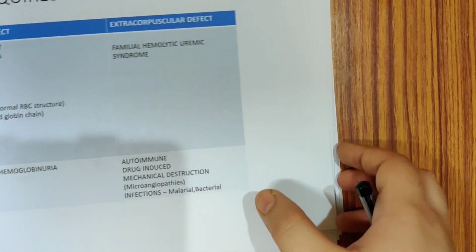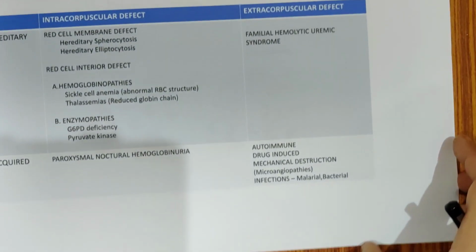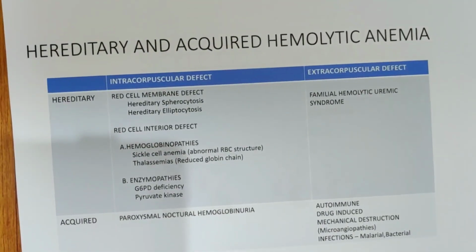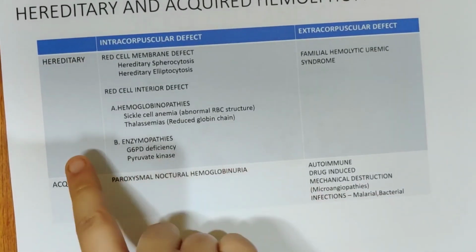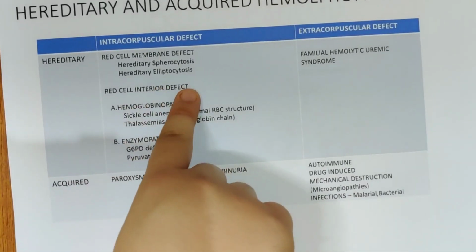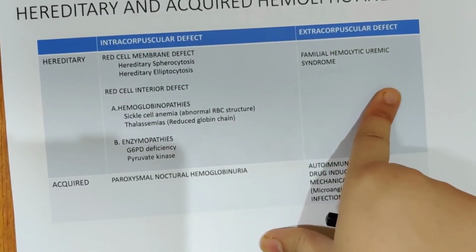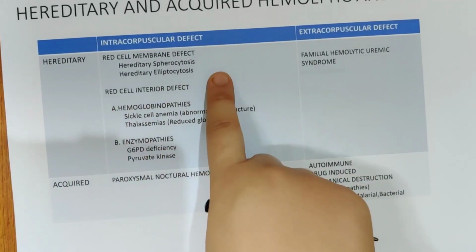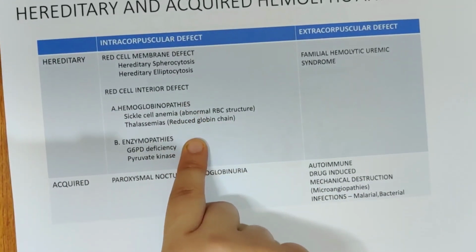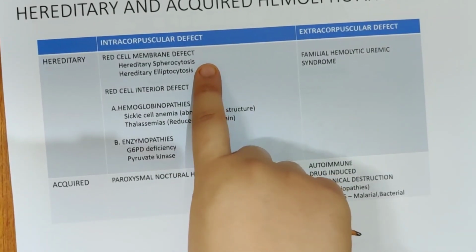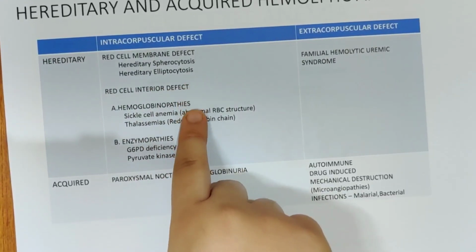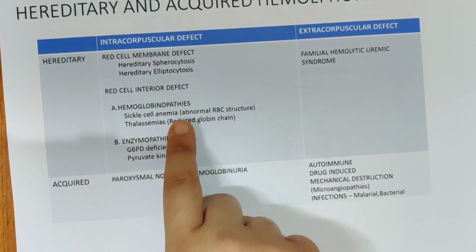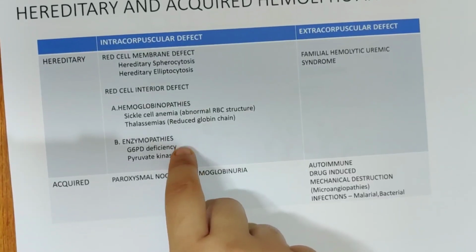Now I've given you a table. This is for easy remembrance. This can be a university question of 2 or 3 marks, so you need to know this table very well. So hereditary and acquired, intracorpuscular and extracorpuscular that I have given. Hereditary can be red cell membrane defect or red cell interior defect. Red cell membrane defects are hereditary spherocytosis and hereditary elliptocytosis. Red cell interior defects are hemoglobinopathies and enzymopathies. These are sickle cell anemia, thalassemia, G6PD deficiency, pyruvate kinase deficiency.